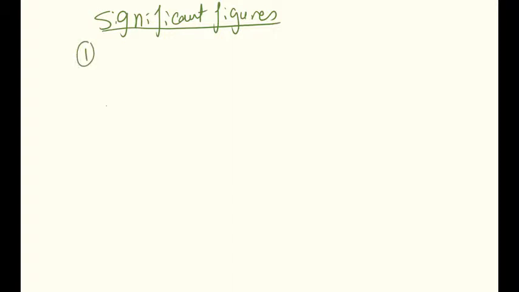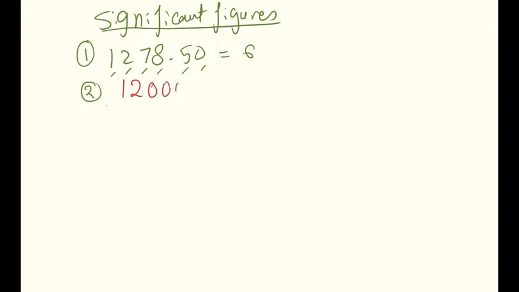Number 1. What is the number of significant figures in this number? All these numbers are significant: 1, 2, 3, 4, 5, and 6. So here we have 6 significant figures. Number 2: 1, 2, 0, 0, 0, 0. All the zeros on the right are non-significant because there is no decimal point here. So we just have 2 significant figures.